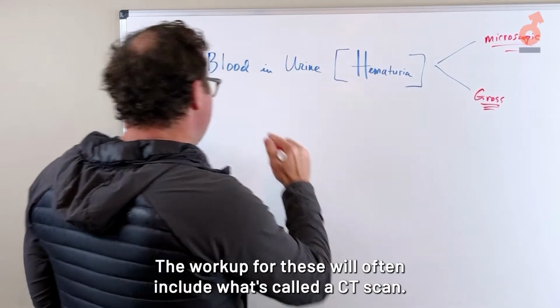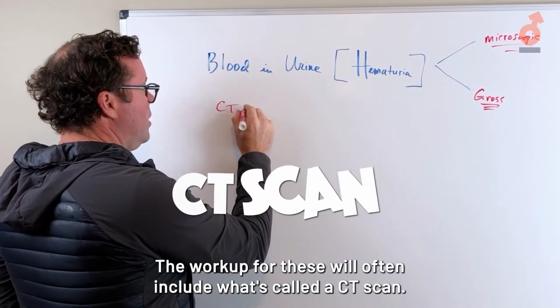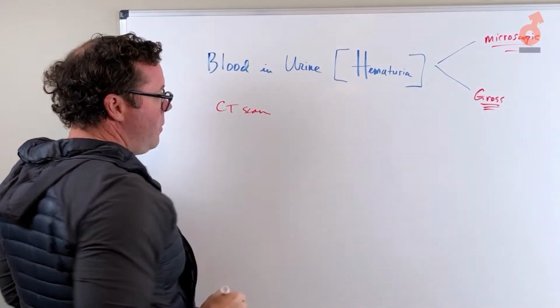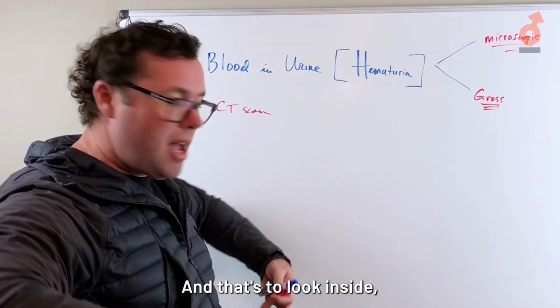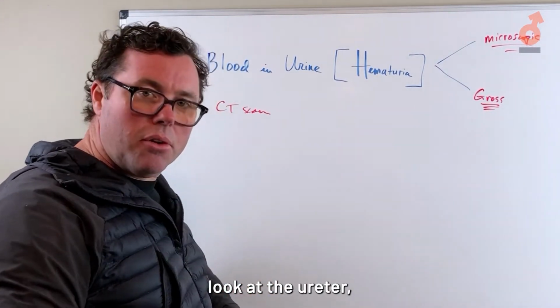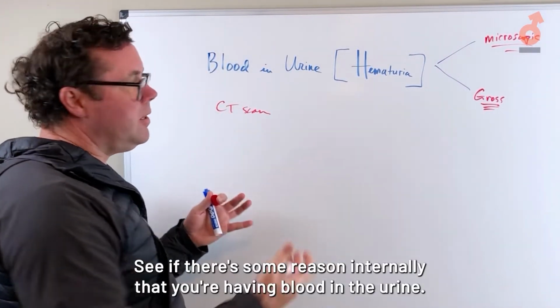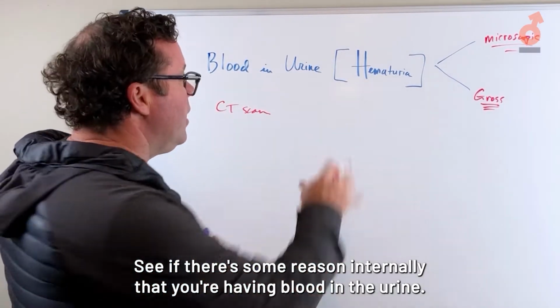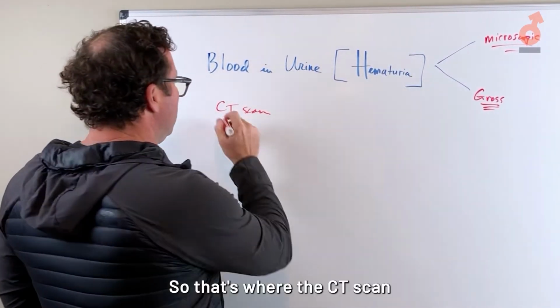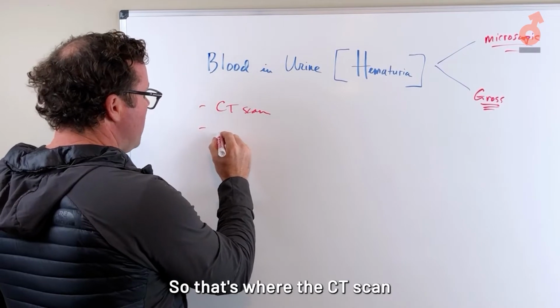The workup for these will often include what's called a CT scan, and that's to look inside, look at the kidneys, look at the ureters, look at the bladder, see if there's some reason internally that you're having blood in the urine. So that's with a CT scan.